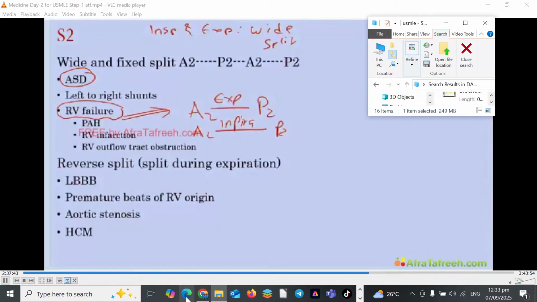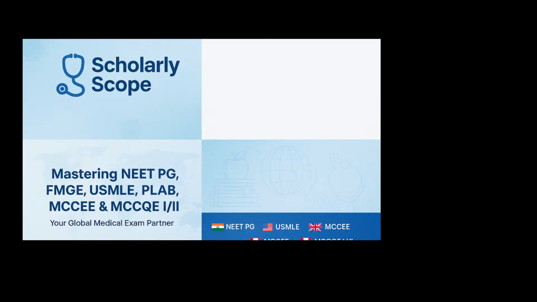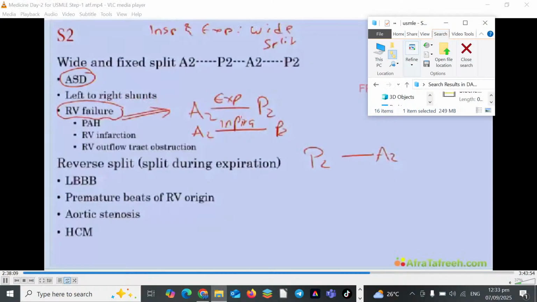There is a condition called a reverse split. What is a reverse split is that P2 happens before A2. What could be a condition where the aorta will keep on contracting slowly and steadily, so much so that the pulmonary contraction has ended? One such condition we spoke about when we were seeing EKGs was LBBB. Everything in medicine is interrelated and concept based. It's not time restricted, but it is concept based.